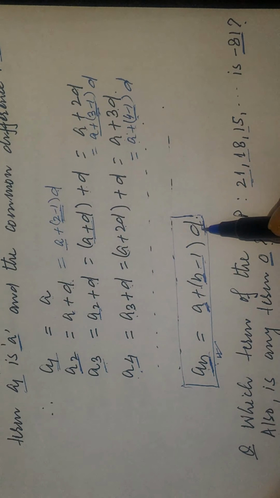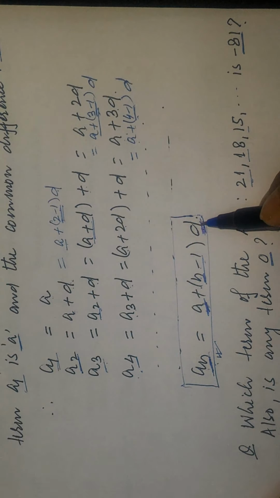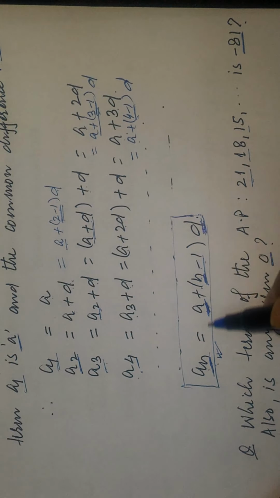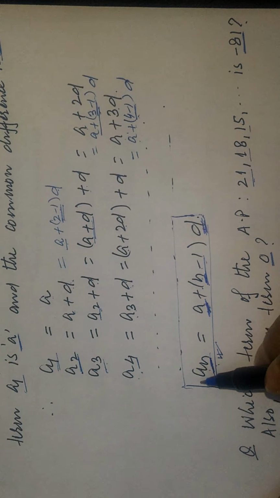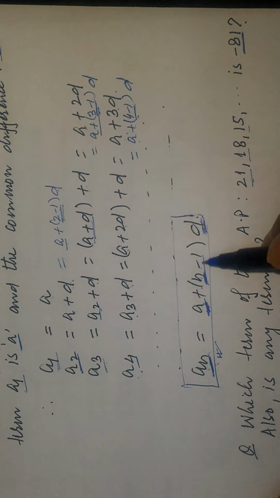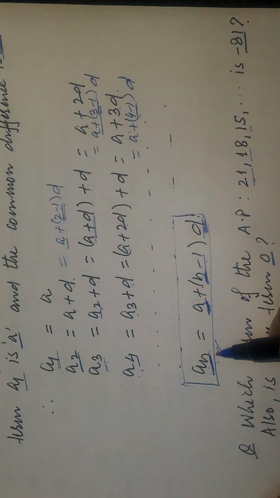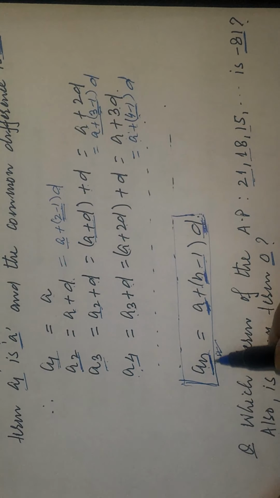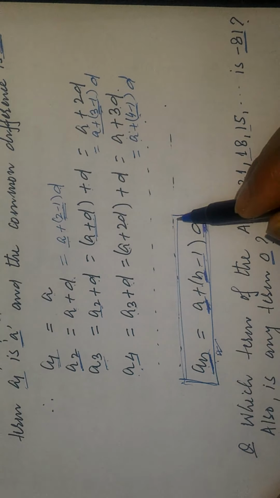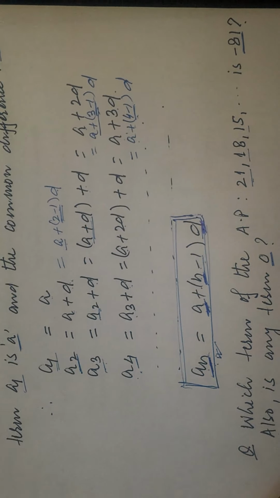Here what do we have now? What is a? The first term. What is d? The common difference. What is n? Number of terms. And what is an? The nth term. So there are four unknowns here: an, a, n and d. If any three are given to you, you can find out the fourth one. So this formula is very important to be noted, and then we'll see the application of this formula also.